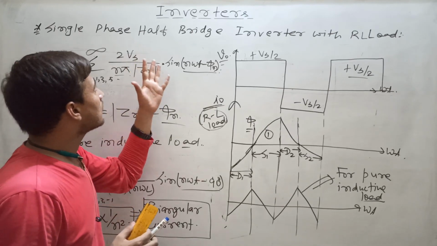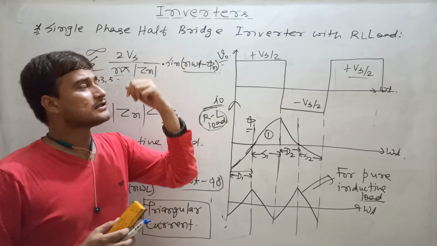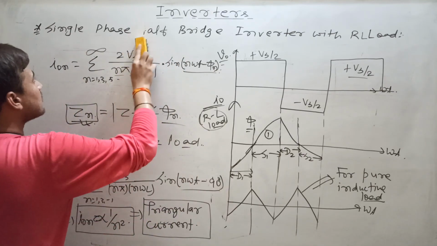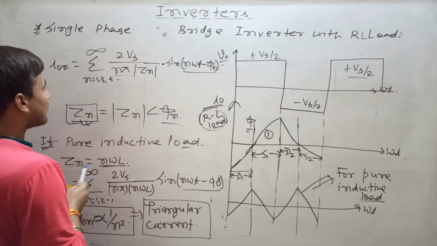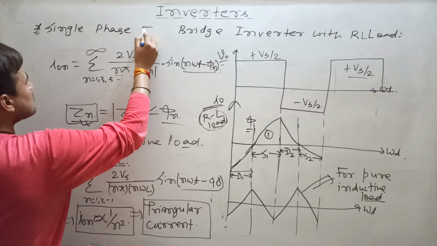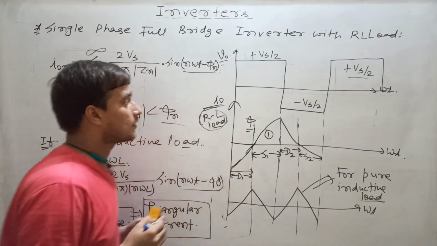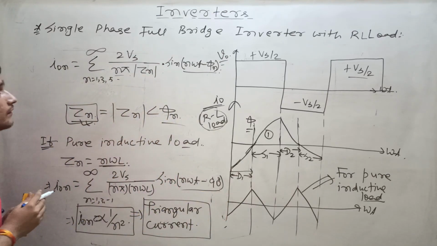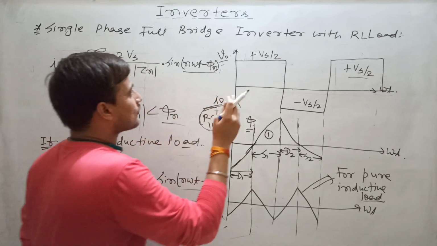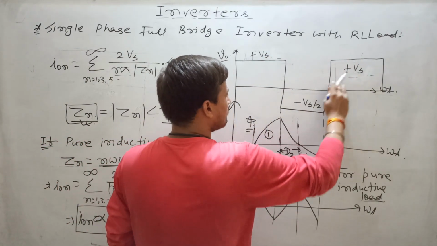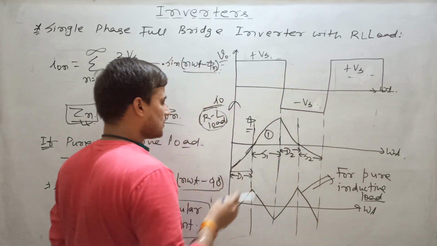Next, the fourth one is single phase full bridge inverter with RL load. So apply some shortcut. Now you are having full knowledge of single phase inverter. For full bridge, what will happen? Vs by 2 will be simply Vs.